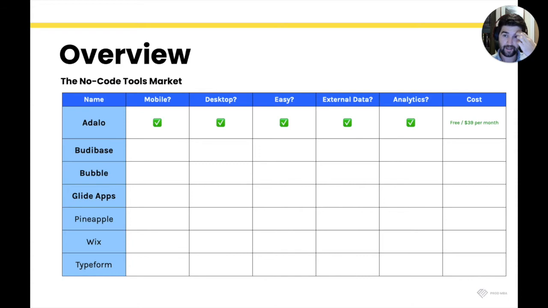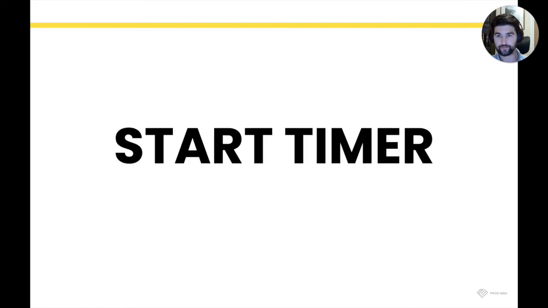So Adalo is great because we can build mobile apps, we can build desktop apps. It is pretty easy because it is drag and drop in many cases. We can use external data as well, which is great, can really enrich our app. And we can add some custom analytics as well. So we've got everything we need to do with an app. The first app we're building is free. After that, it's $39 per month. It's a really exciting tool to use. That's it. Time to jump in.